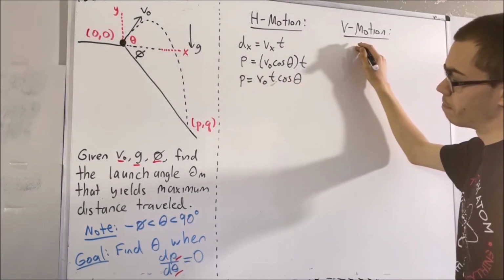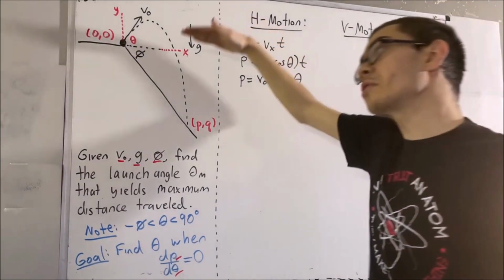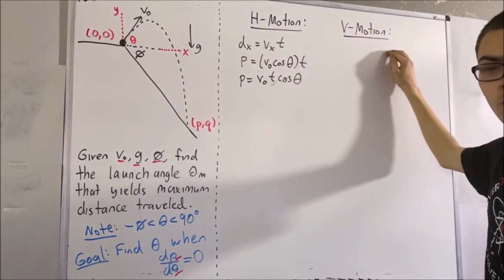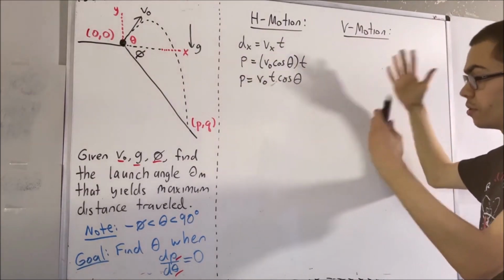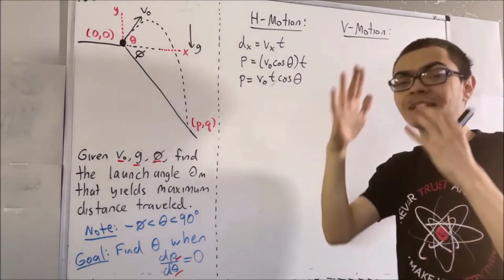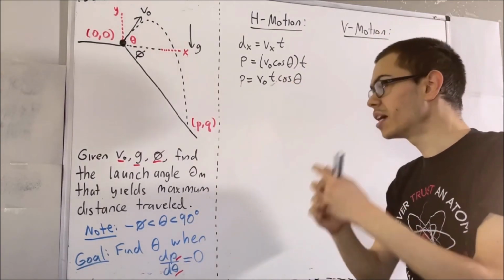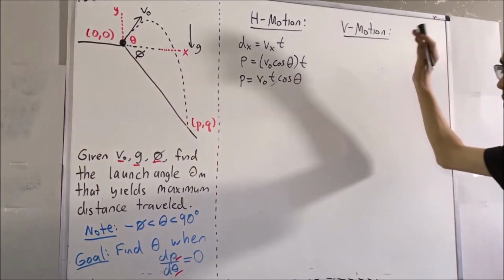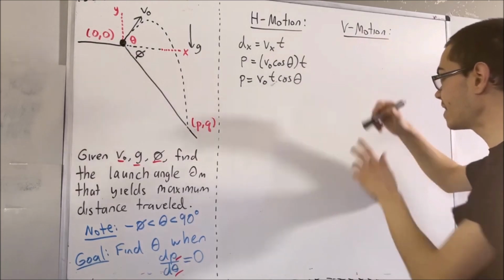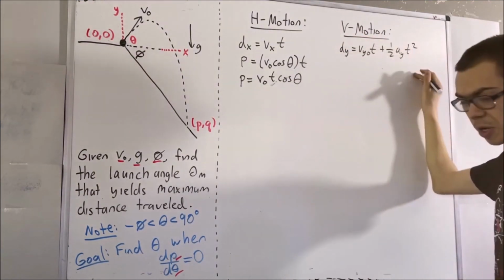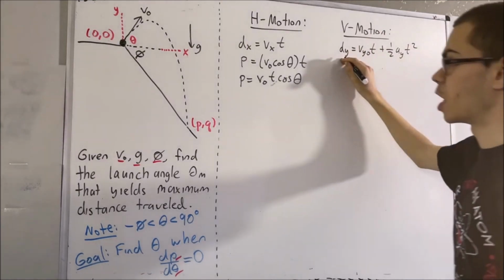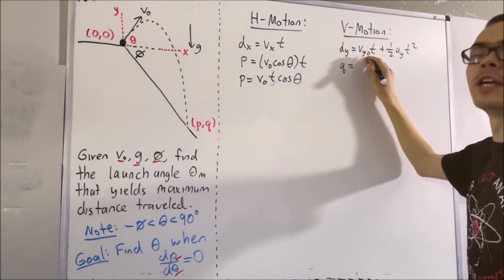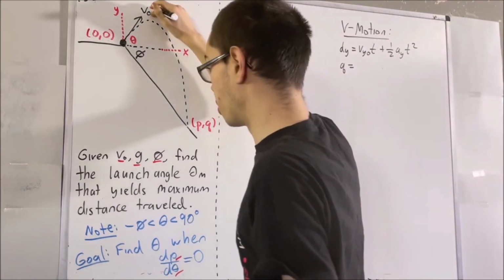Now let's talk about the vertical motion. As for the vertical motion, vertically, we have constant acceleration, which means we could use one of our kinematics equations. Which kinematics equation do we want to use? We want to use the one that doesn't contain final velocity, because we don't know anything about the velocity at our final position. If you recall, the kinematics equation that doesn't contain final velocity is this one. Now, the vertical displacement of our ball is q. Now, v_y0 is our initial vertical velocity, which is really just v0 sine theta.